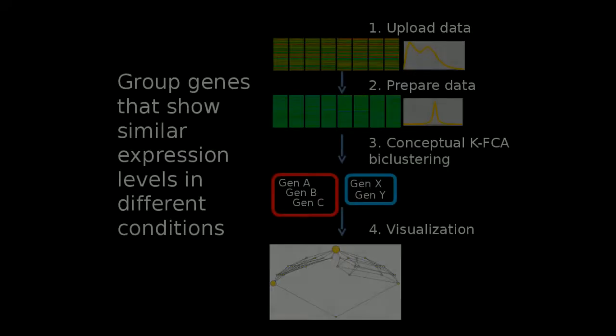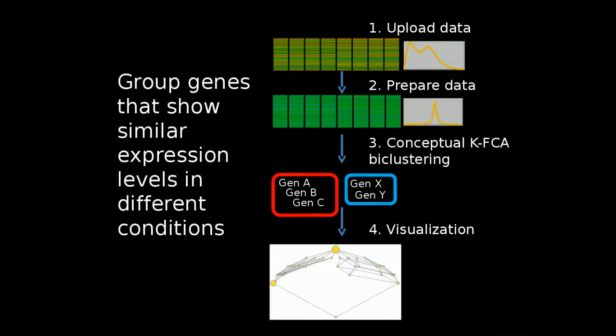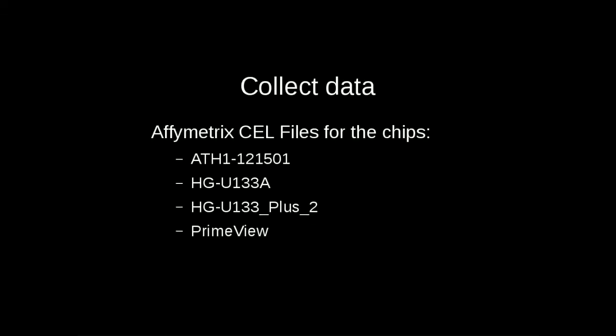We have created a web page that shows how this biclustering algorithm works. This is the workflow of an analysis. First, the data for each experiment is uploaded to the web, and then some preprocessing is done in order to feed the raw data into the clustering algorithm. After this step, the K-formal concept analysis algorithm is run, and each of the concepts produced at the output will represent a cluster. The input data will be a .cell Affymetrix file.